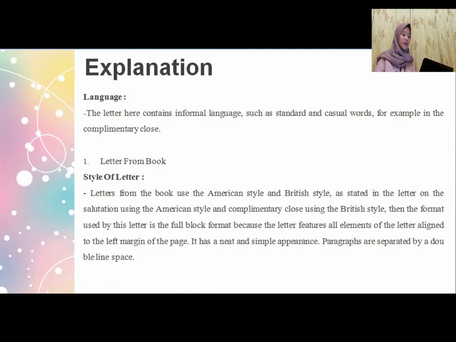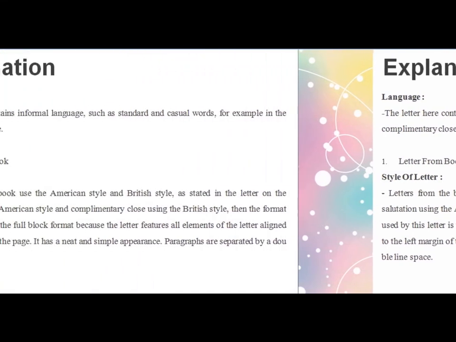Okay, I will explain the letter from the book. First, style of letter. The letter from the book uses the American style and British style. As seen in the letter, the salutation uses the American style and the complementary clause uses the British style. Then the format used by this letter is the full block format, because all elements of the letter are aligned to the left margin of the page. It has a neat and simple appearance. Paragraphs are separated by a double line space.